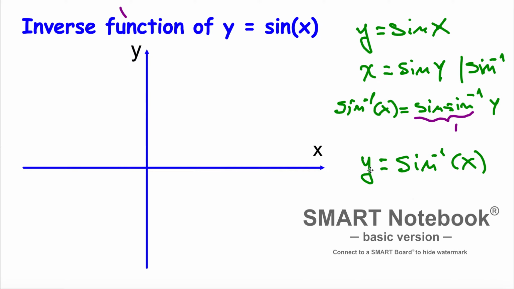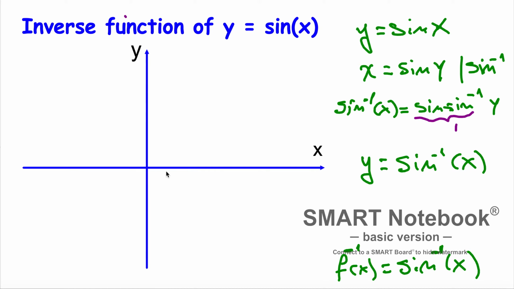And the last step here, instead of the y, we are exchanging with the notation f to the exponent minus 1 of x. So let me take this out here because it doesn't look very good. Now f minus 1 of x is equal to sine minus 1 of x, just exchanging this notation with the inverse notation. So this is the inverse function. But here we don't know exactly what's going on.